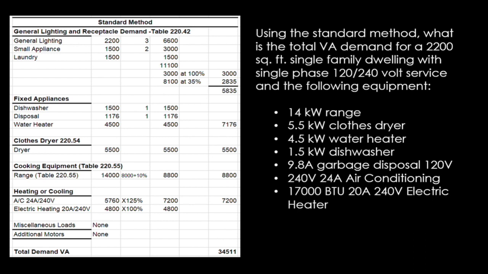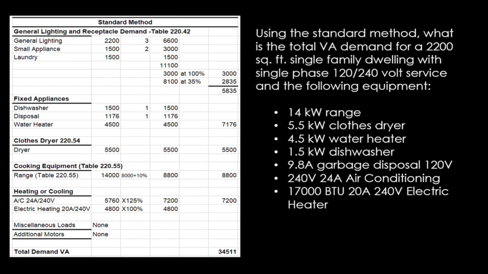Down below there, we've got our fixed appliances, okay? We've got our dishwasher, our disposal, and water heater. How many do we have? We've got 3 of them, right? So we're going to do those at 100%. So my dishwasher is 1,500. My garbage disposal is 1,176. How did I get that? I took my 9.8 amps times 120 volts, and I got 1,176. That's how we got that. That's volt amps, right? And then my water heater, the nameplate was 4,500 watts. So those 3 added together is 7,176.